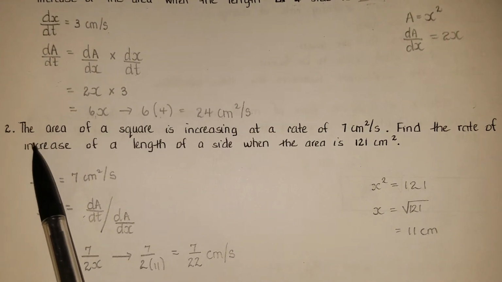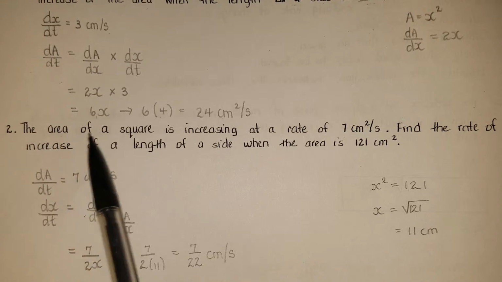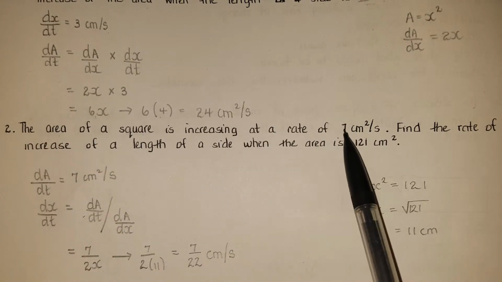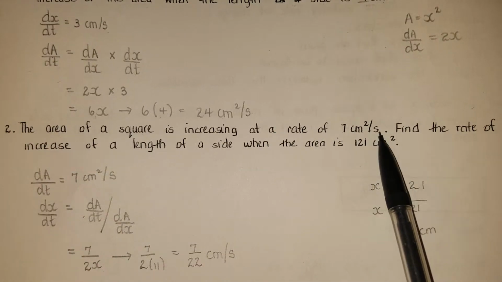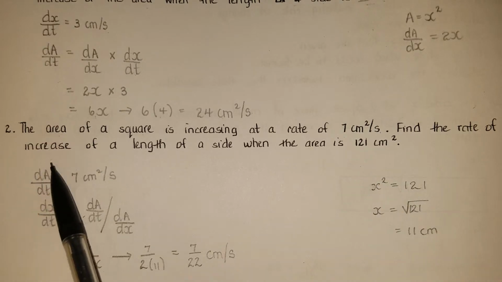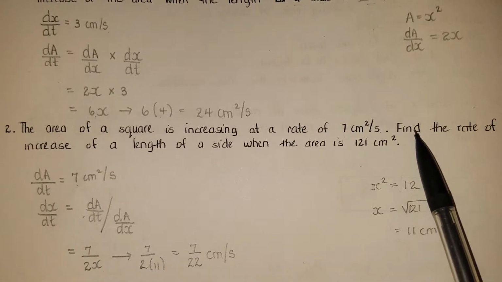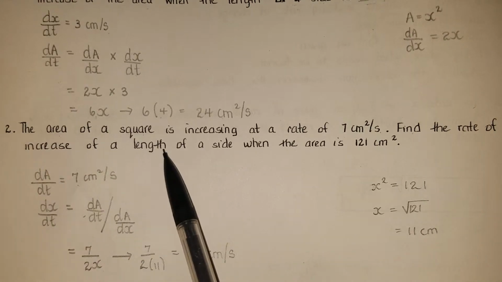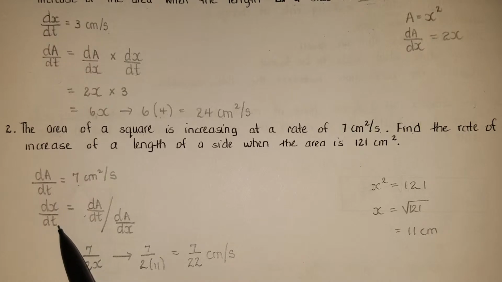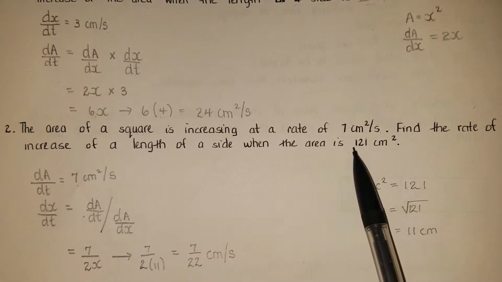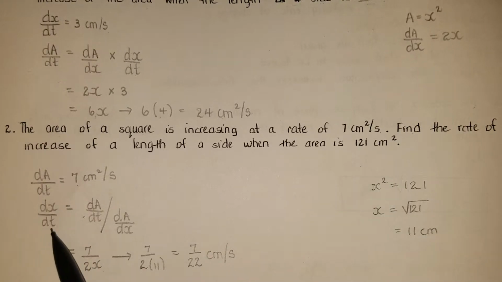In this second question, it says the area of a square is increasing at a rate of 7 centimeters squared per second. So here what we're given is dA/dt equals 7. They want us to find the rate of increase of the length. So now we're finding dx/dt when the area is 121 centimeters squared.